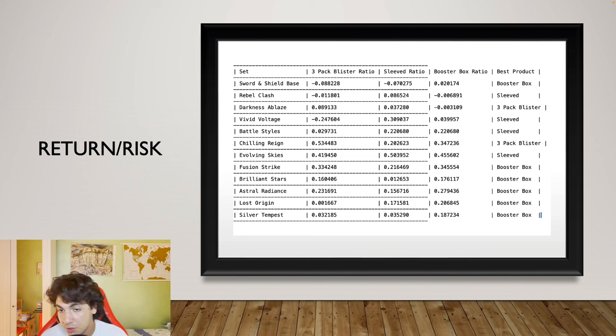Now, will it happen again in the future? You know the answer. But I think this is interesting. We can see that if we only care about returns, historically, when it comes to Golden Shield, using this data and all the hypotheses already made, booster boxes have been the way to go. Now, I'm not in any way, shape, or form saying that booster boxes will be the way to go.